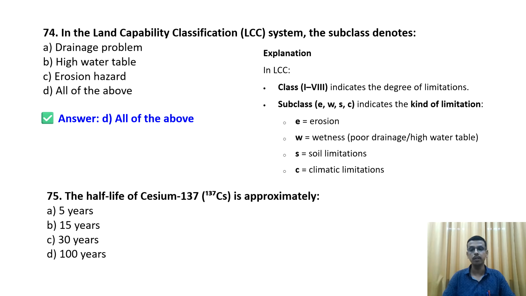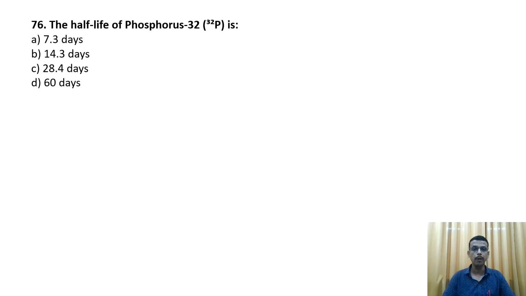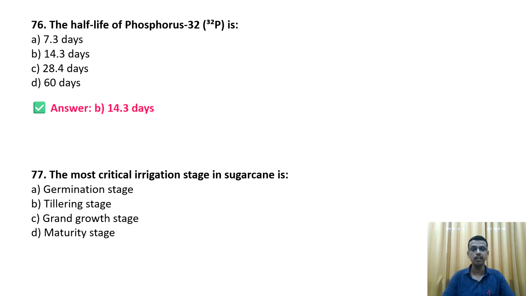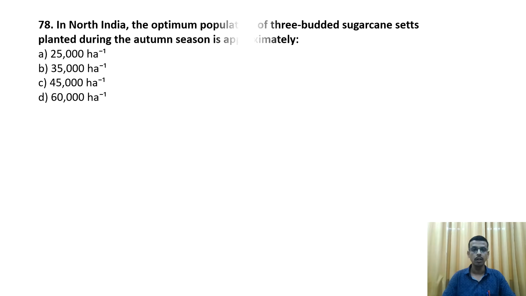Then the half-life of cesium, very, very important, is approximately 30 years. Half-life of cesium-137 is 30 years. Then the half-life of 32P is 14.3 days. The most critical irrigation stage for sugarcane is the grand growth stage. This is from a general agriculture agronomy question. Then in northern India, the optimum population of 3-budded sugarcane sets planted during the autumn season is approximately 45,000 per hectare.